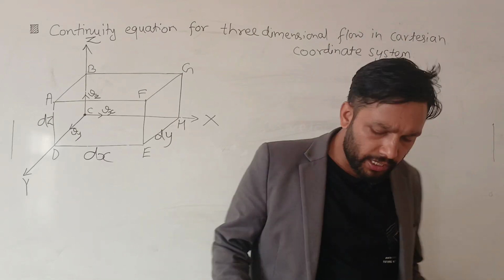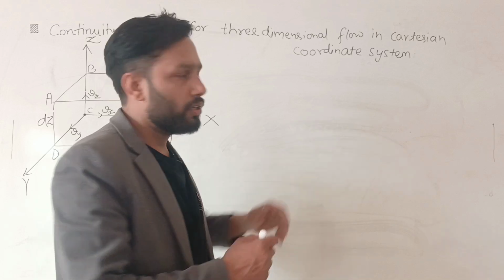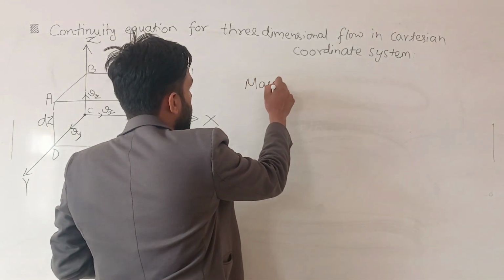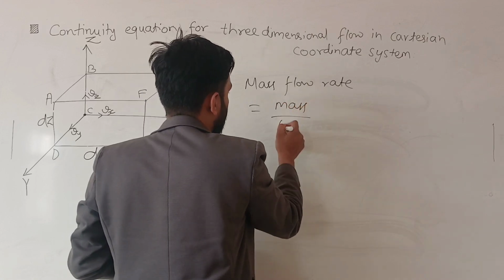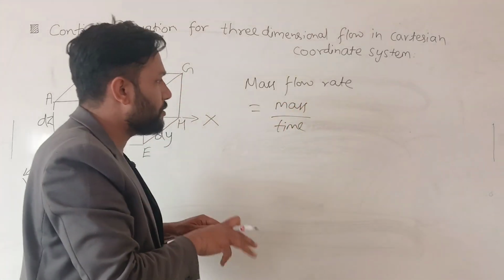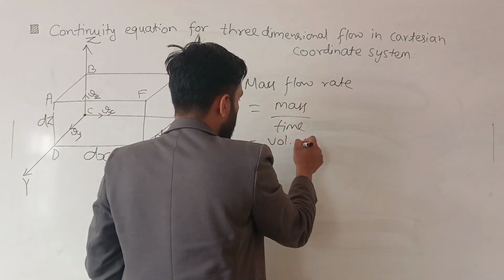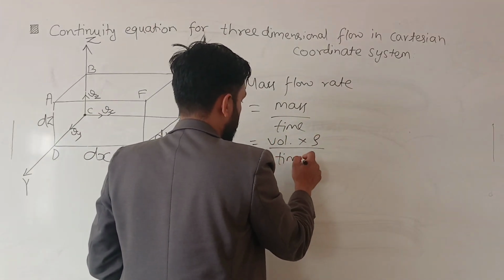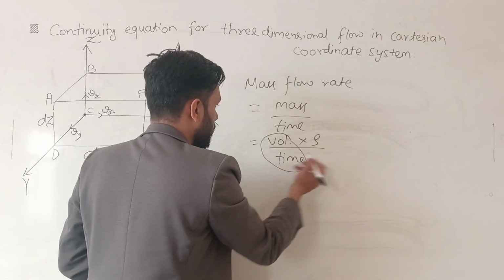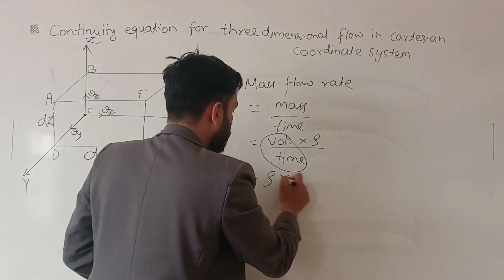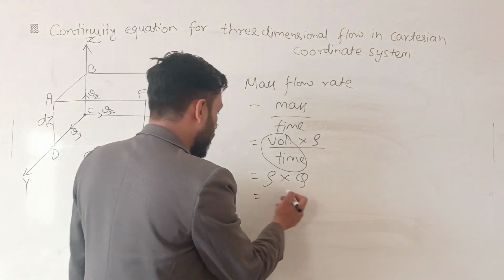Okay. So before starting the derivation, we must understand the mass flow rate. What is mass flow rate? Mass flow rate means mass divided by time. I am going to derive a small expression of mass flow rate here. Mass means volume into density, divided by time. Volume into density means mass, and volume by time means the discharge. So that is density rho into discharge Q.